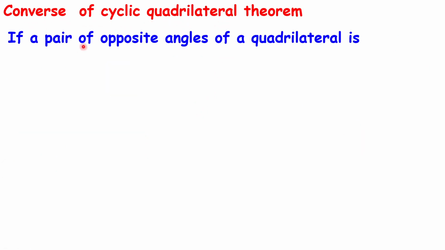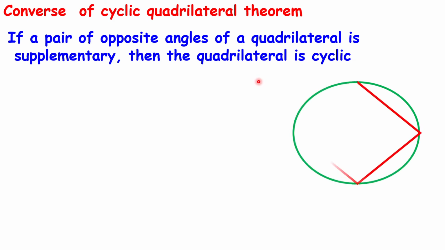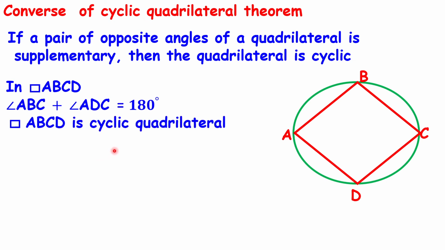Next, converse of cyclic quadrilateral theorem. If the pair of opposite angles of a quadrilateral is supplementary, then the quadrilateral is cyclic. Its all vertices lie on the same circle. Here in this figure, in the quadrilateral ABCD, the sum of opposite angles, angle ABC plus its opposite angle ADC, is equal to 180 degree. That means the opposite angles are supplementary. Then the quadrilateral ABCD is a cyclic quadrilateral.